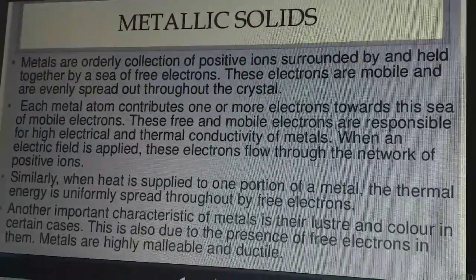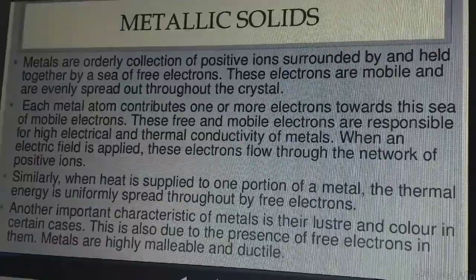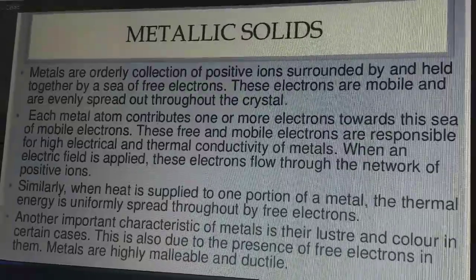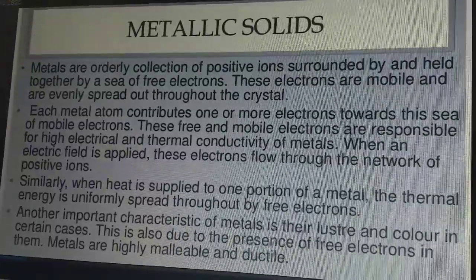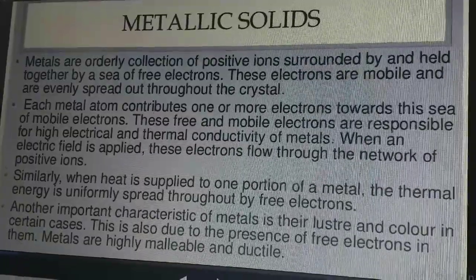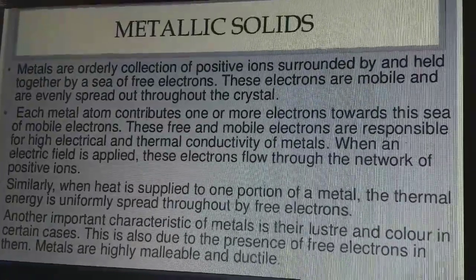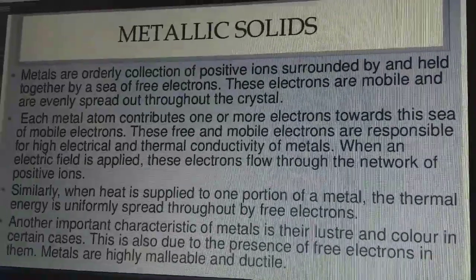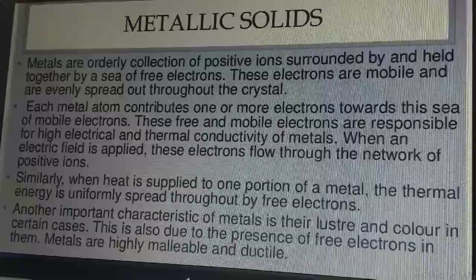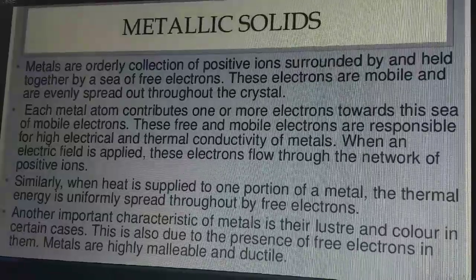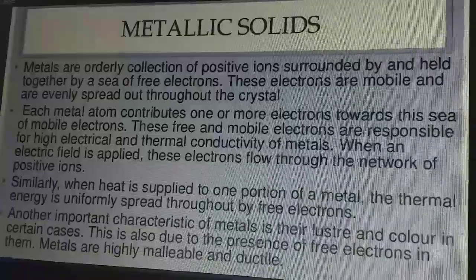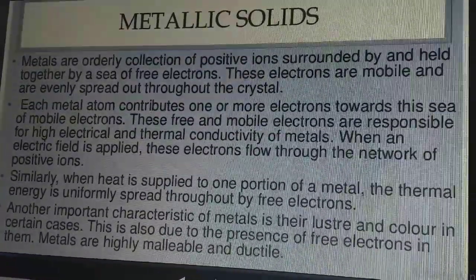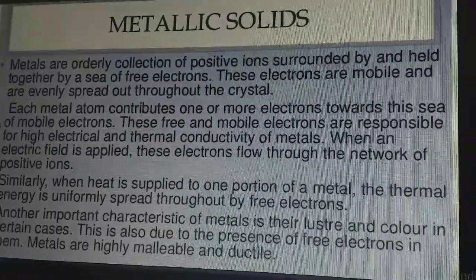Positive ions here means what? Inner shell electrons and the nucleus. And the outer shell electrons are not stationary, they are mobile. So metals are an orderly collection of positive ions surrounded by and held together by a sea of free electrons. Free electrons means what? Valence electrons. Every atom contributes some valence electrons, and these electrons are not stationary, they are mobile and are evenly spread out throughout the crystal. Each metal atom contributes one or more electrons towards this sea of mobile electrons.